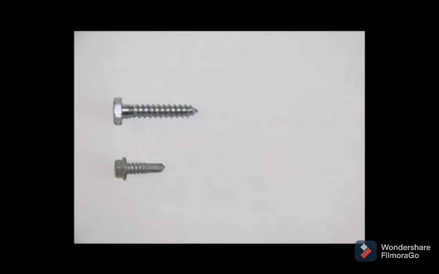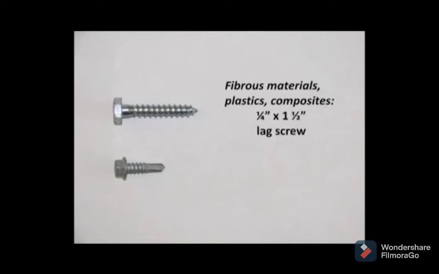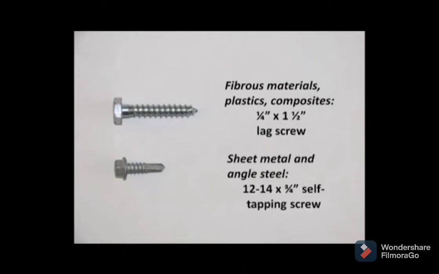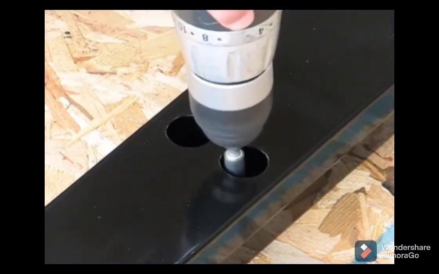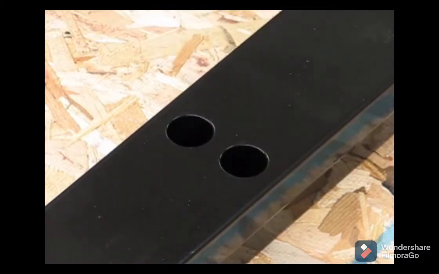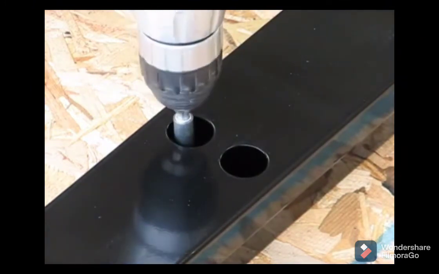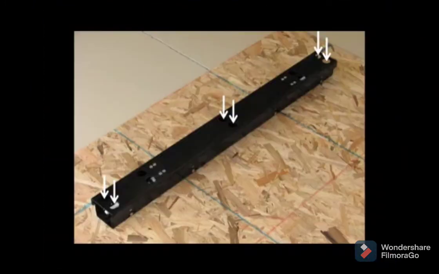The isolators should be attached to the mounting surface using hardware specific to that surface. When mounting the isolators to fibrous materials, plastics, or composites, a minimum 1/4 inch by 1.5 inch lag screw should be used. When mounting to sheet metal, angle steel, or other metals, a number 12 by 3/4 inch self-tapping screw should be used. Using a magnetic tip driving bit appropriate for the fastener used, drive the screws to the bottom of the isolator using the access holes in the top. It is recommended that 6 fasteners be used in each isolator in the pattern shown.